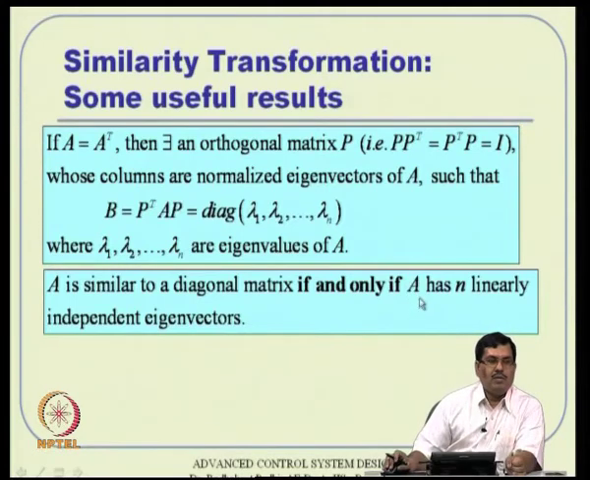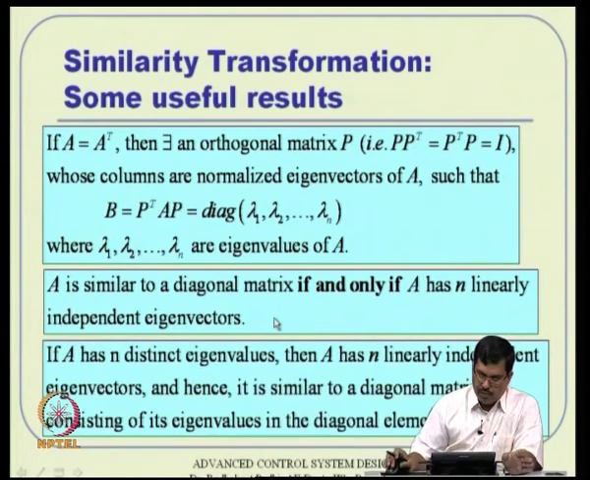Okay, if a matrix has n linearly independent eigenvectors, then it is possible. Remember, if the eigenvalues are non-repeated, it is guaranteed to happen. If they are repeated, then there is a chance that it can still happen. Okay. And then there is a chance that it may not happen. So, the real requirement is that you should have n linearly independent eigenvectors, that is the real requirement actually.